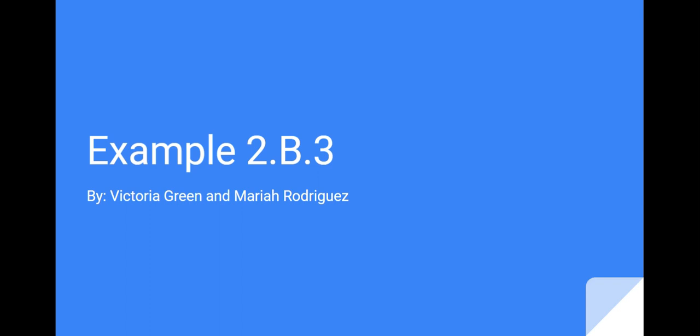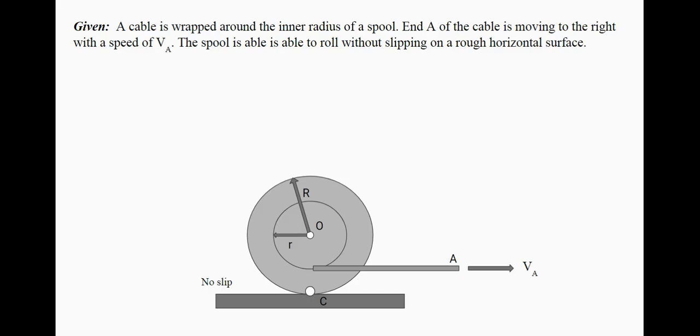This is example 2B3 from the Dynamics textbook by Victoria Green and Mariah Rodriguez. Given we have a cable is wrapped around the inner radius of a spool. End A of the cable is moving to the right with a speed of VA. The spool is able to roll without slipping on a rough horizontal surface.